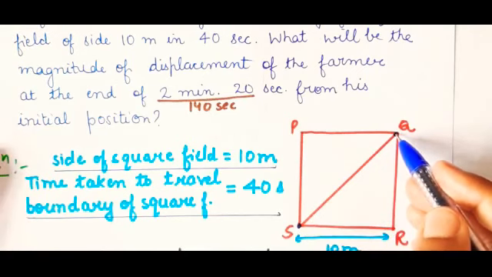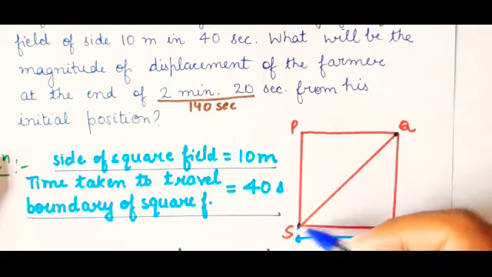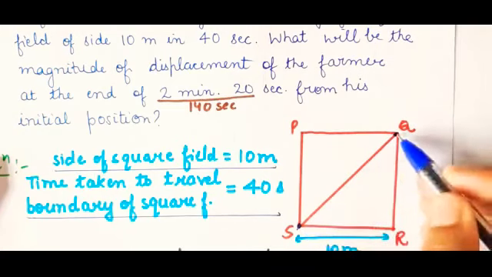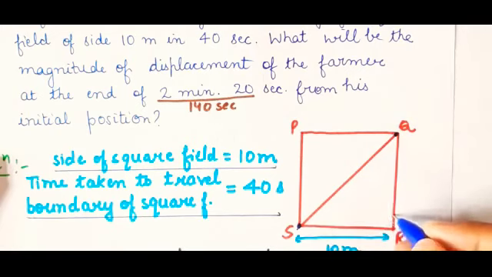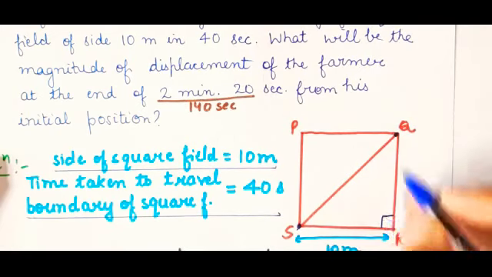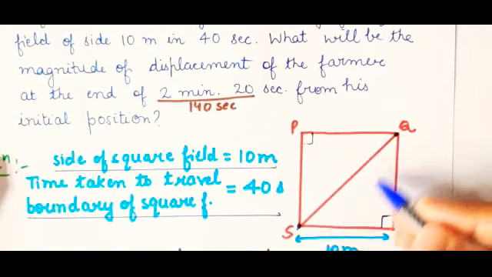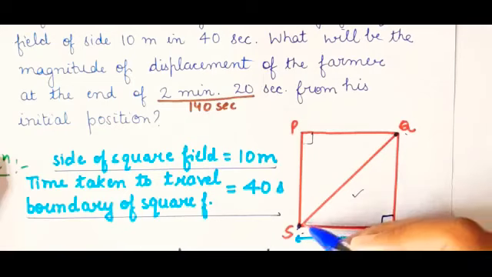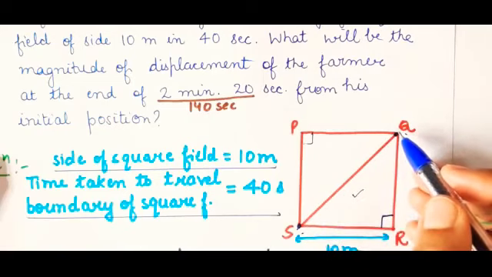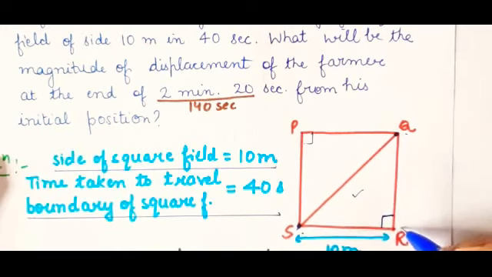Displacement means distance between initial and final position. So what is the initial position? S, and what is final? Q. So join this. Now you need to calculate this SQ. Now this is a right angle triangle. This is a square field, every angle is a right angle. So in triangle QRS, you need to calculate SQ. So apply Pythagoras theorem. SQ square is equal to QR square plus SR square.